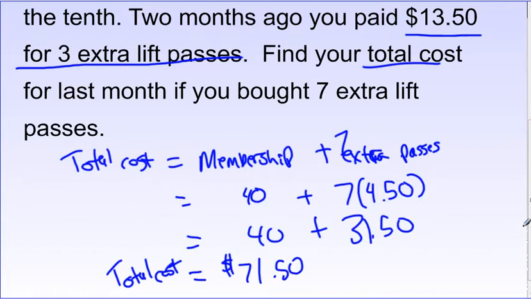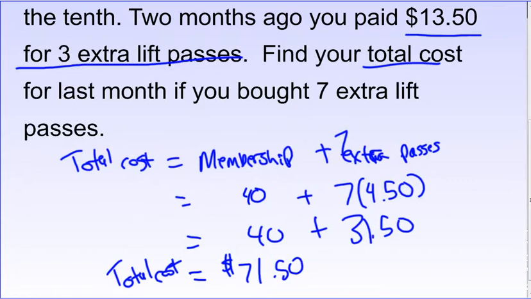So a unit rate is very good if you're trying to compare things that don't really compare. Like here's 3 extra passes, and we know how many for 7. Well, if you could find how much it costs for 1 pass, then you can multiply that 1 pass times whatever you want.